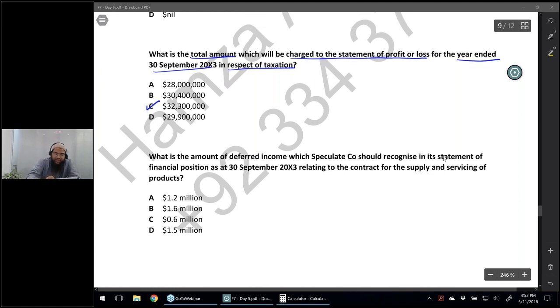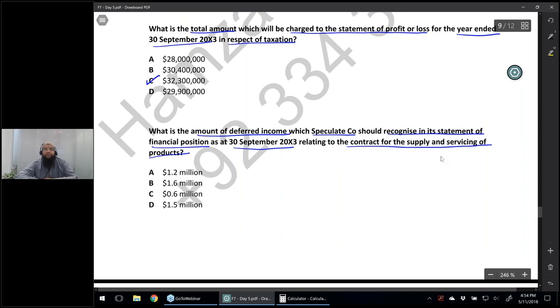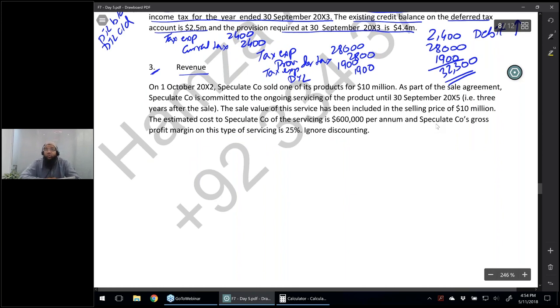The last question says, what is the amount of deferred income which Speculate Company should recognize in the statement of financial position as at 30th September 2023 relating to the contract for the supply and servicing of the products. So let's see the case. This probably relates to the third bullet, revenue, where the question says that on 1st October 20x2, Speculate Company sold one of its products for $10 million. As part of the sale agreement, Speculate Company is committed to the ongoing servicing of the product until 30th September 20x5, which is 3 years from the sale.